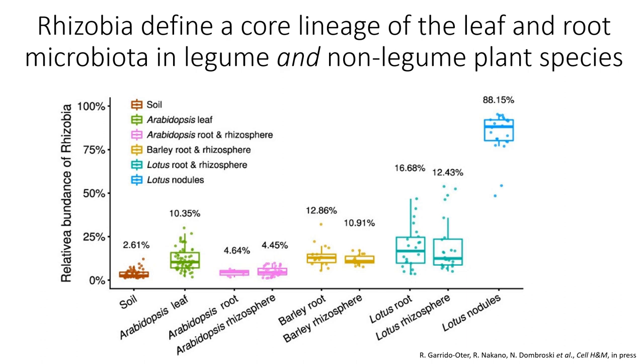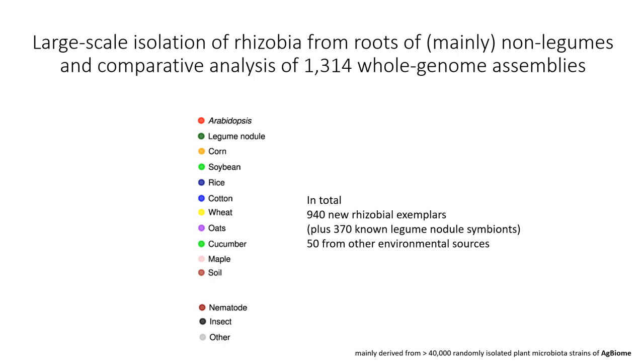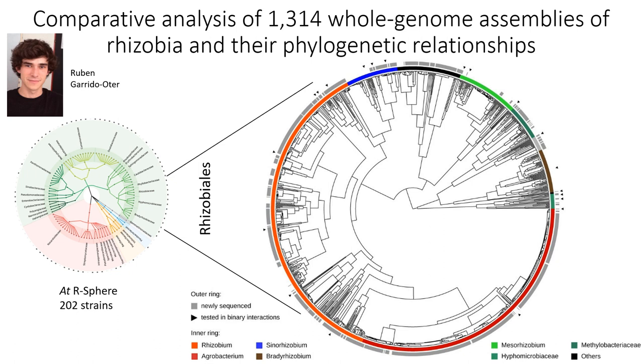That's important. And that motivated a deep drilling exercise where we teamed up with our colleagues at AgBiome in the US, a startup company, and we really started a systematic large-scale isolation of rhizobia from roots of mainly non-legume plants. And this includes a number of crops, such as wheat and oats. In total, we've recovered more than 940 new rhizobial exemplars that are enriched in roots of non-legume plants. And these were supplemented with 370 known legume nodule symbionts that were isolated from nodules of legume species and that are capable of nitrogen fixation. We've determined the whole genome, so we have a set of more than 1,300 genomes of these Rhizobiales.